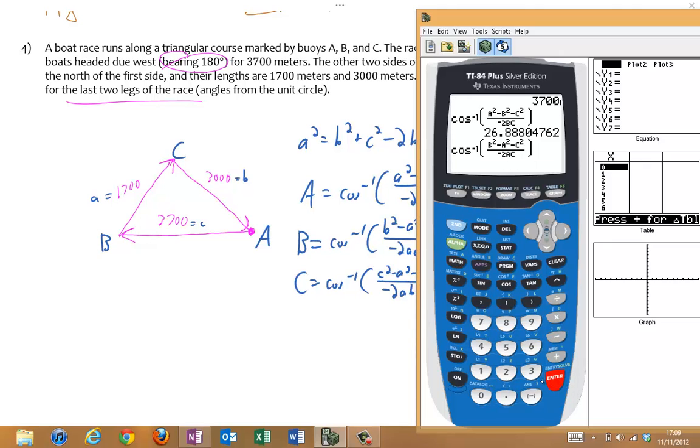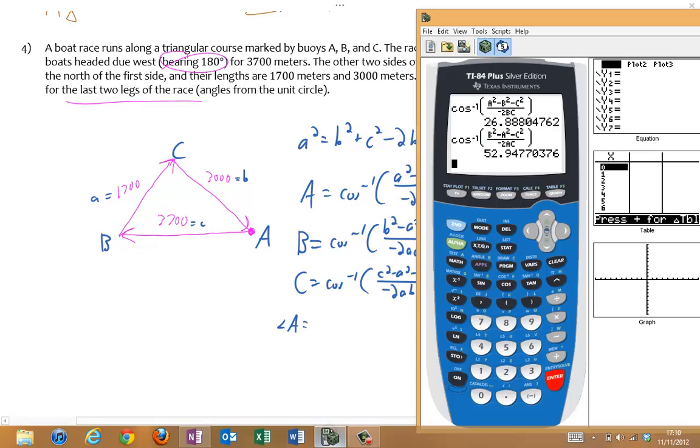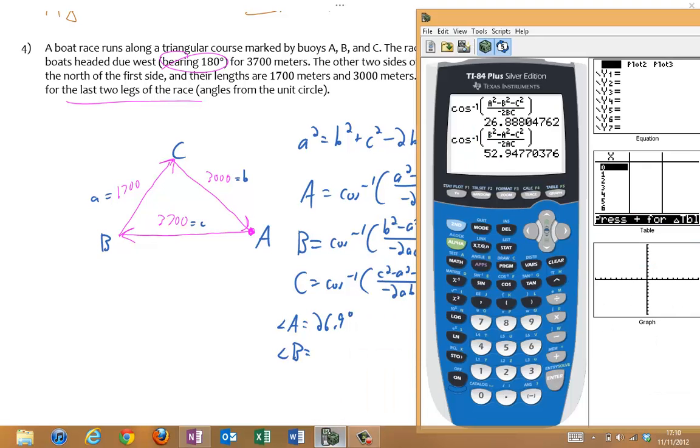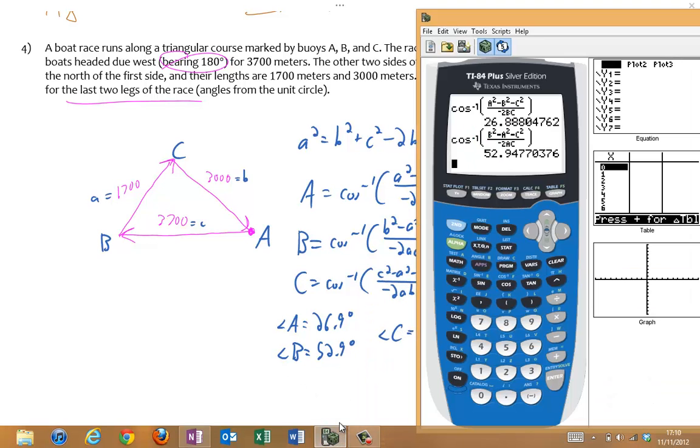Okay, that matches the one for B. And here's the beautiful thing. Do I really need to do C? I don't think so. I can do 180 minus the other two. So really what I get is angle A is equal to 26.9 degrees. Angle B is 52.9. And angle C is 180 minus those two.